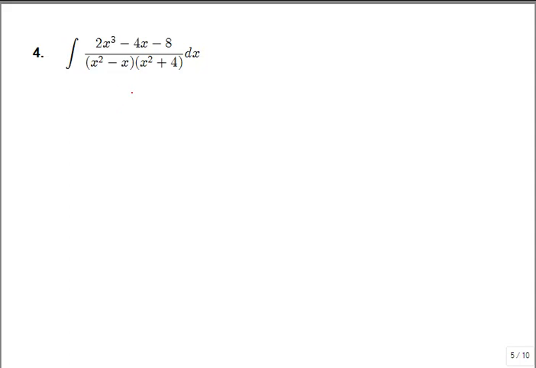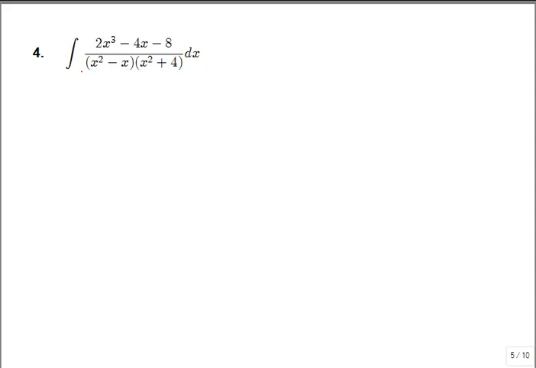Now before I jump into that, quick check. Degree on top is a 3. The degree on the bottom would be an x to the 4th if I FOILed it out. So the degree on top is smaller, which is good. That means this is reduced. So we're ready to go ahead and try our factoring.